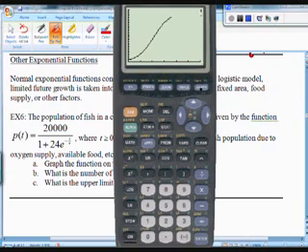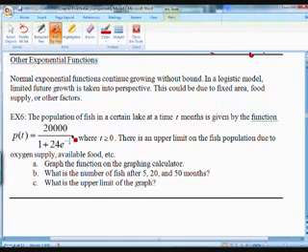Here's your exponential model. Notice it looks like your normal exponential equation, but once it hits a certain point, it levels off. By looking here, can anybody guess what you think that leveling off is going to be? Where do you think it's going to? That's fine if you don't. So there's the graph of the function.